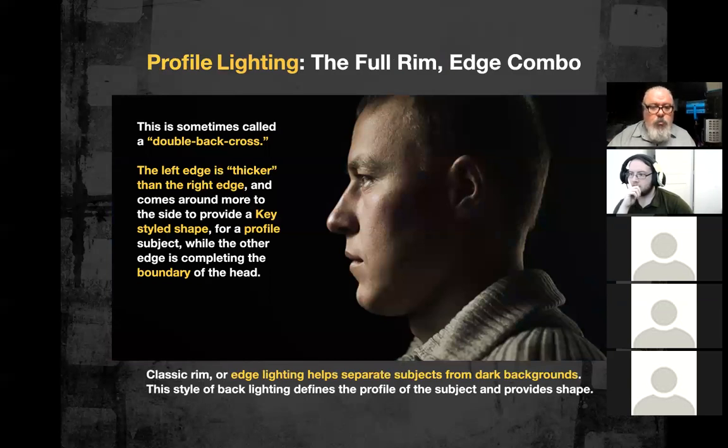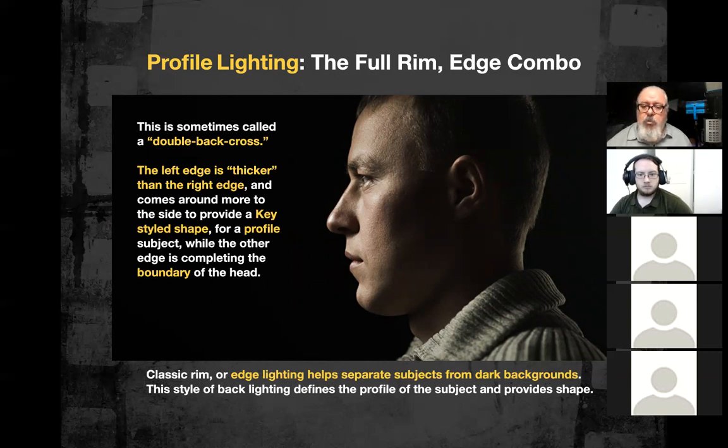So this is what we call a double back cross. We have an edge light on both sides of this guy's face. One edge light is a little bit more aggressive, the one on the left, and it's hitting him fuller in the face from behind him. And then the other one is a little bit more subtle. It might be a smaller fixture and less intense than the one on the left. But it's creating illumination on both sides that separate his profile from the background.